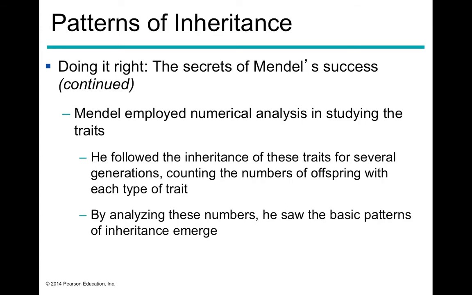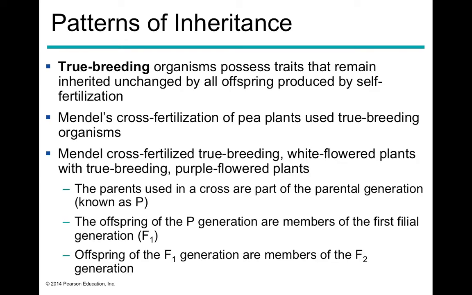And he watched the inheritance of these traits, right, these inheritance units, he called them, for multiple generations. And he counted each of the offspring with each of the different types of traits. So it was very black and white, basically. Either it was white or it was purple when he was looking at flower color, etc. And he started to look at basic patterns of inheritance and watching them emerge.